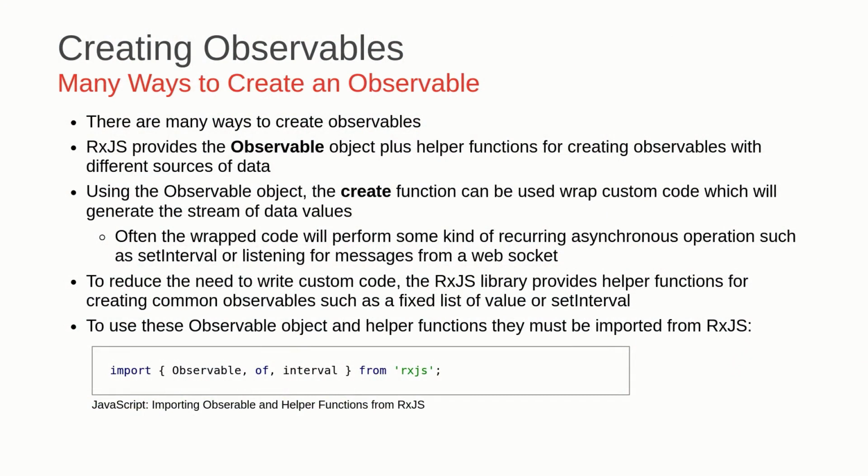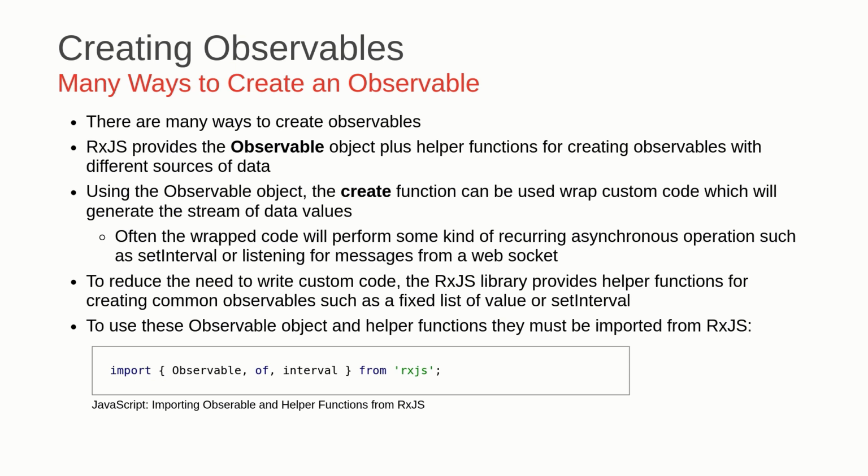In order to get started with observables, we first need to know how to create them. Now it turns out using RxJS there's lots of different ways to create observables, but it primarily boils down to 2 approaches. One, you can use the create function on the observable object to create the observable. So if you wanted to do a fully custom operation, where you have some type of custom asynchronous operation that you want to wrap in your own custom code, that's when you would use that.